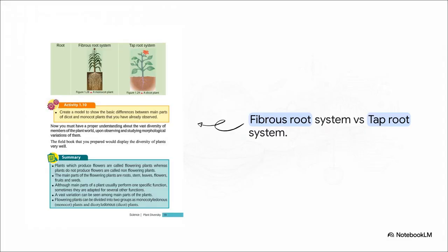Take a look at the fibrous root system of a monocot plant. See how those roots spread out everywhere like a messy, tangled head of hair? Now compare that to the dicot's taproot system. It is totally different. It features a single, thick taproot plunging straight down into the soil, with tiny, smaller roots branching off. Fibrous versus taproot. Seriously, lock that visual in your memory right now.